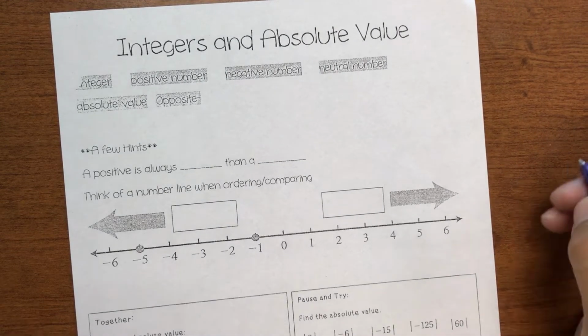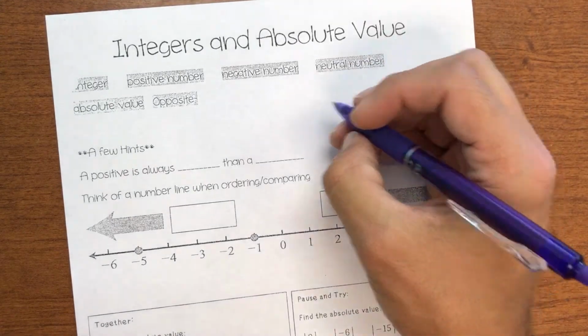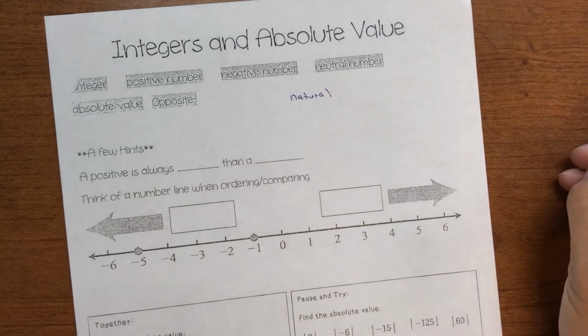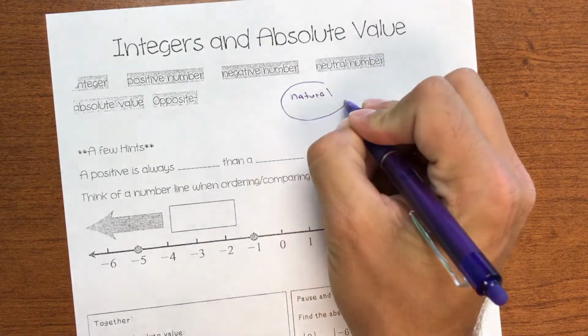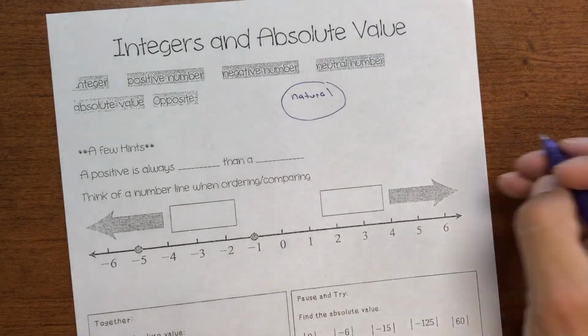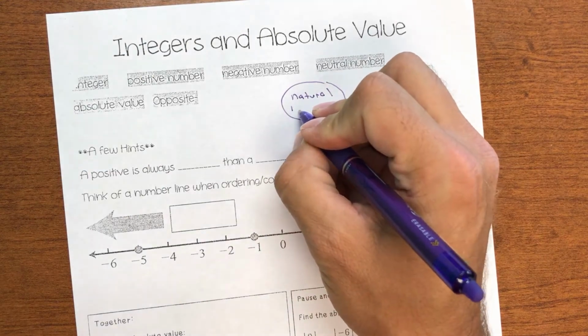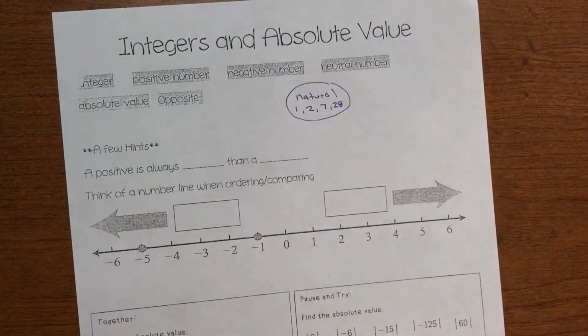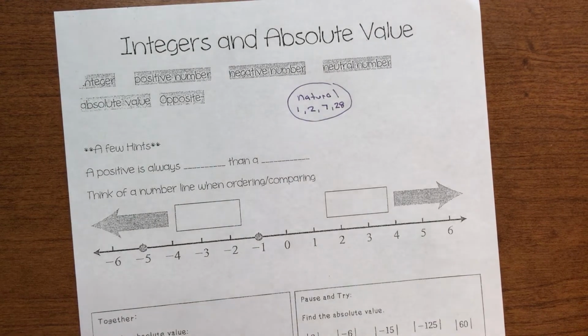When you first started learning about numbers, you learned about numbers that we called natural numbers. And this was a group of numbers that you started working with when you were really young. There were numbers like 1 and 2 and 7 and 28. These were all natural numbers. There were no decimals, there were no fractions. They were just numbers that little kids used to count.